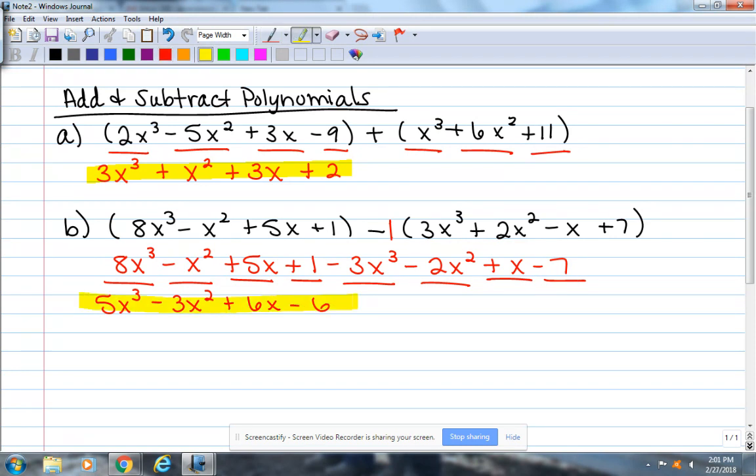How come you can't add 5x cubed and 3x squared? They're not like terms. It's just the exponent. But can you add 5x plus 2? Oh, same thing. Or another variable. Yeah.